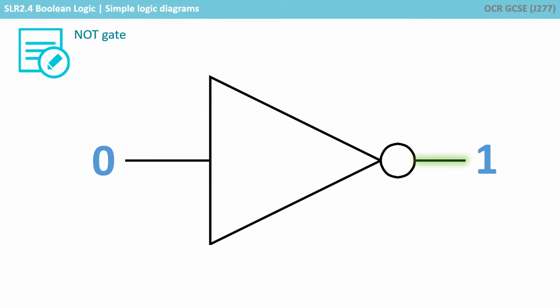So first of all, the NOT gate. The NOT gate is very straightforward. We can either supply it with a naught, so you can think of that as meaning no current is supplied, or a 1, which means an electrical current is being supplied. The NOT gate simply reverses the input. So if a 0 is input, a 1 is output. If a 1 is input, a 0 is output.